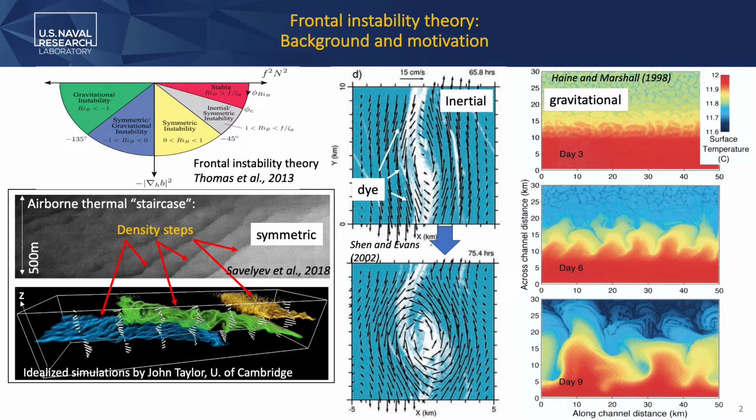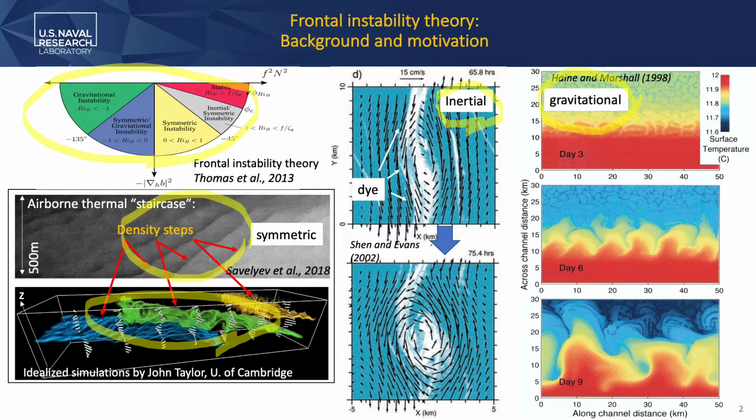The papers that motivated this study include theoretical work by Leif Thomas, where they identified various types of frontal instability, and also other investigations by means of idealized numerical simulations where they have demonstrated what those instabilities would look like. For example, the gravitational instability, the inertial instability, or the symmetric instability. For this symmetric instability case, we were flying over the Gulf Stream a few years ago, and we saw what we think might have been a surface footprint of this symmetric instability.